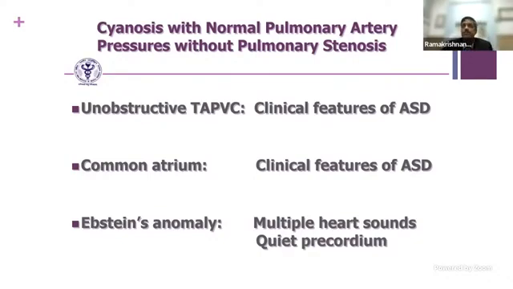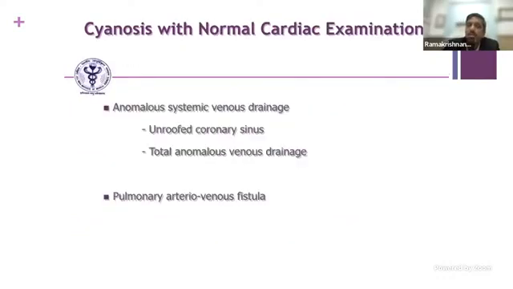Epstein anomaly is something that I will come to later. You generally find a quiet precordium. That means not much parasternal heave, no cardiomegaly, no palpable sounds, but you have multiple heart sounds heard. That means Epstein's anomaly.